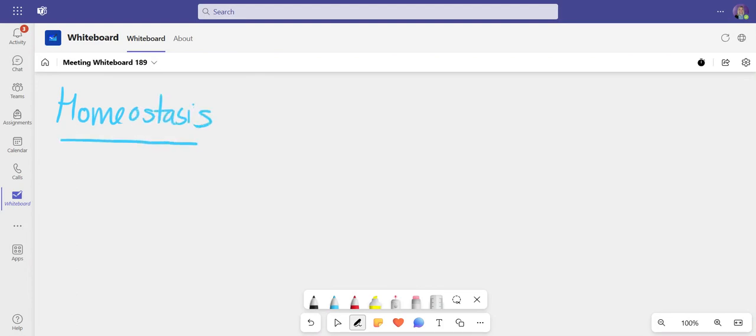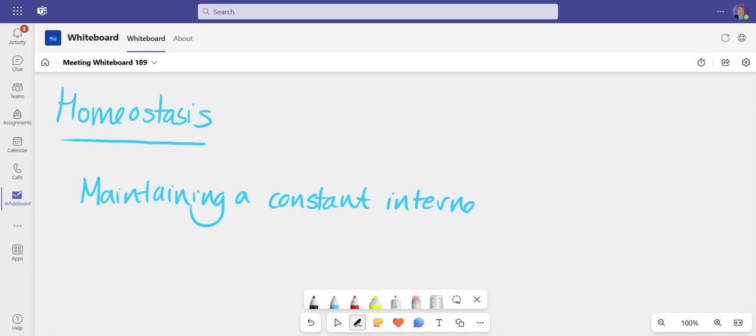So homeostasis means maintaining a constant internal environment. Oops, sorry. So it means basically keeping things the same. So constant means keeping things the same.